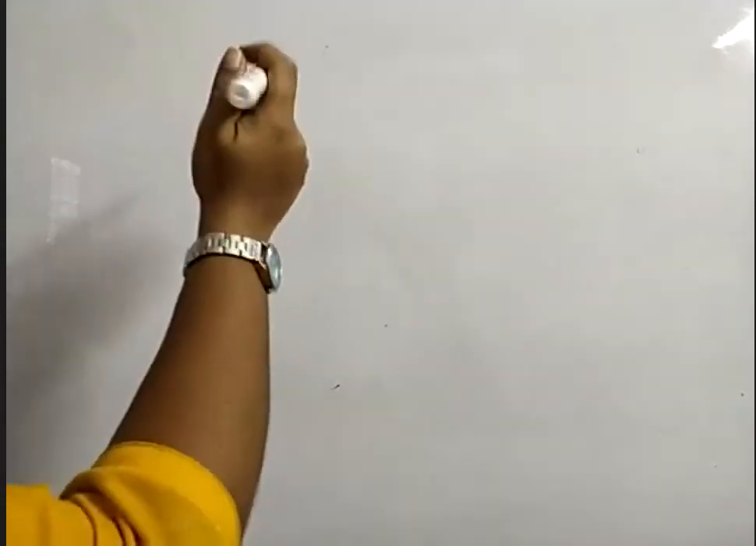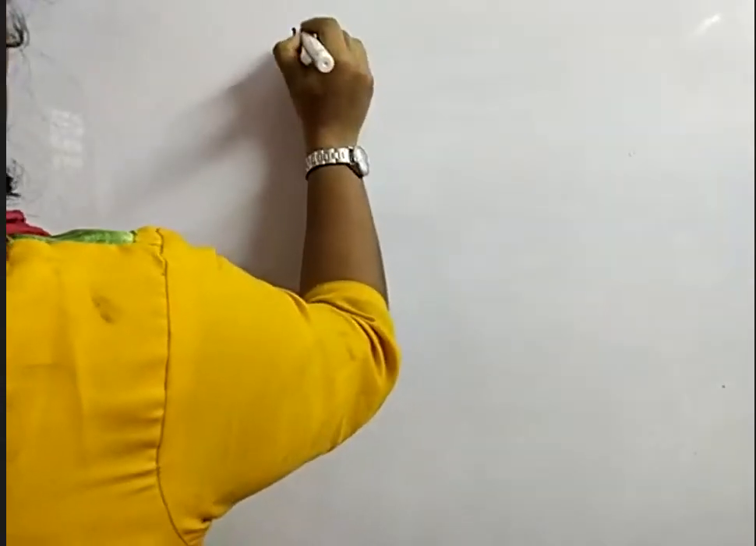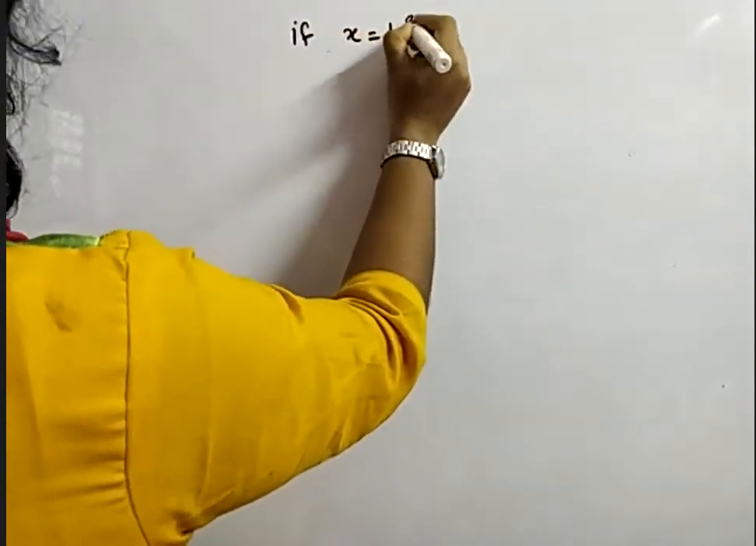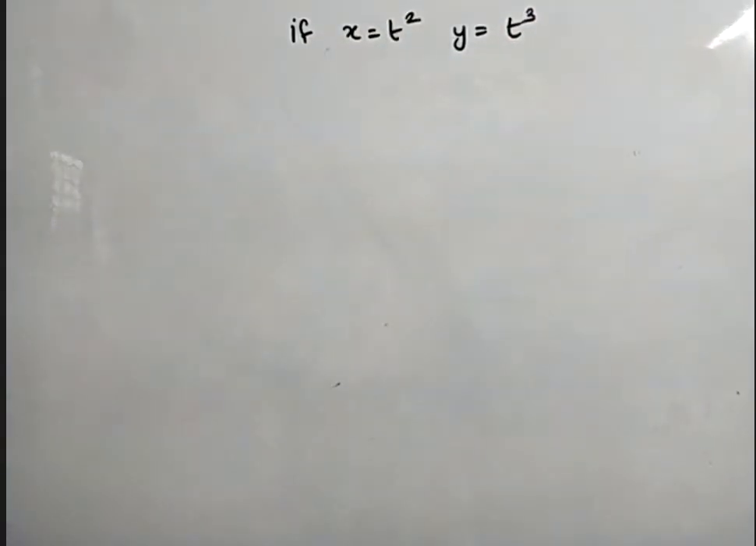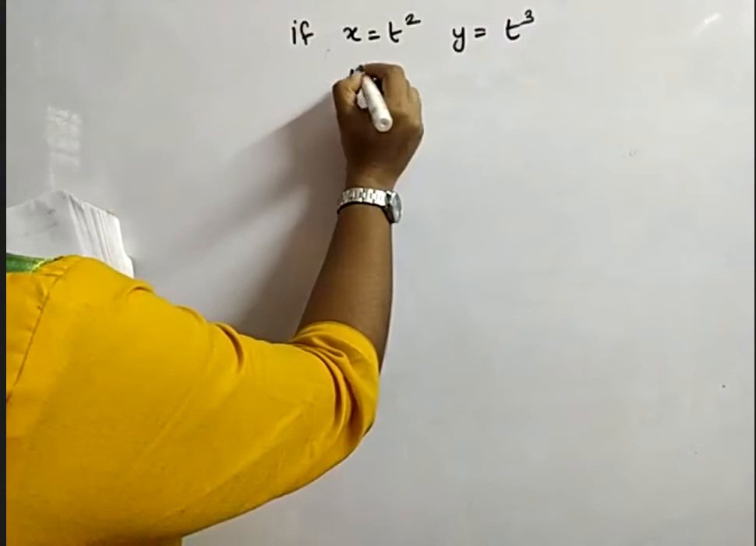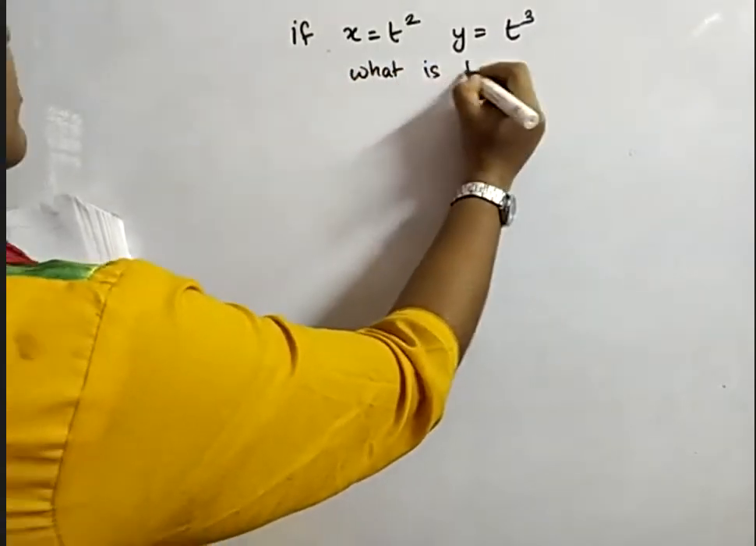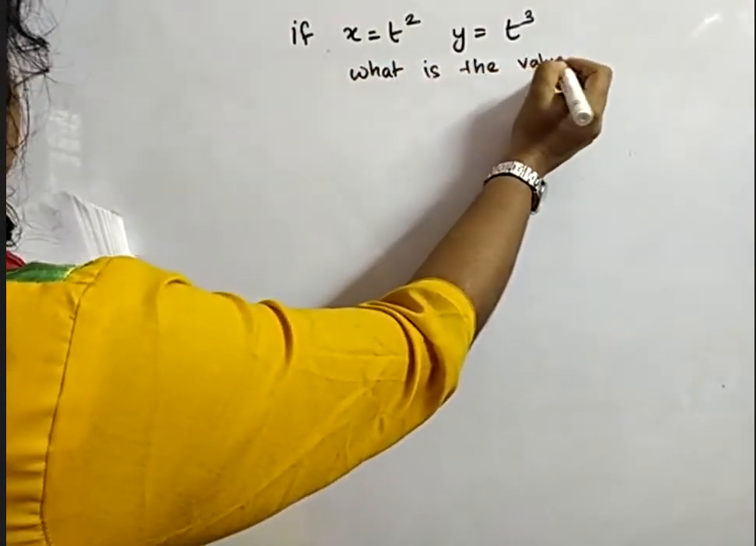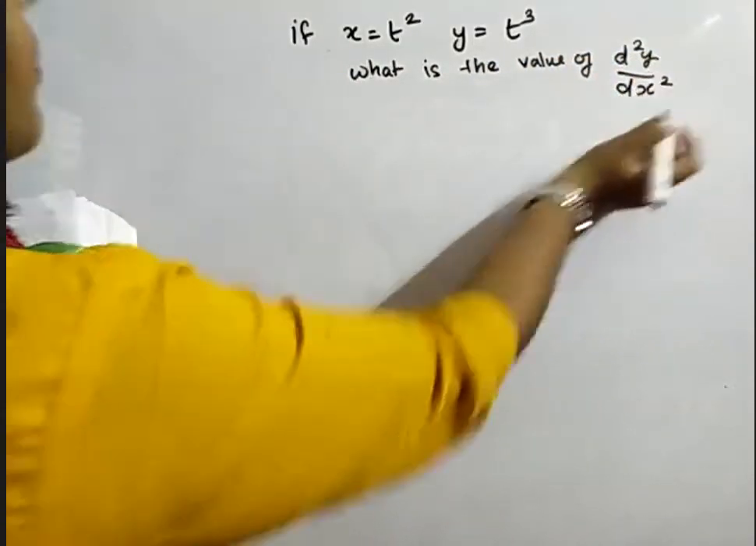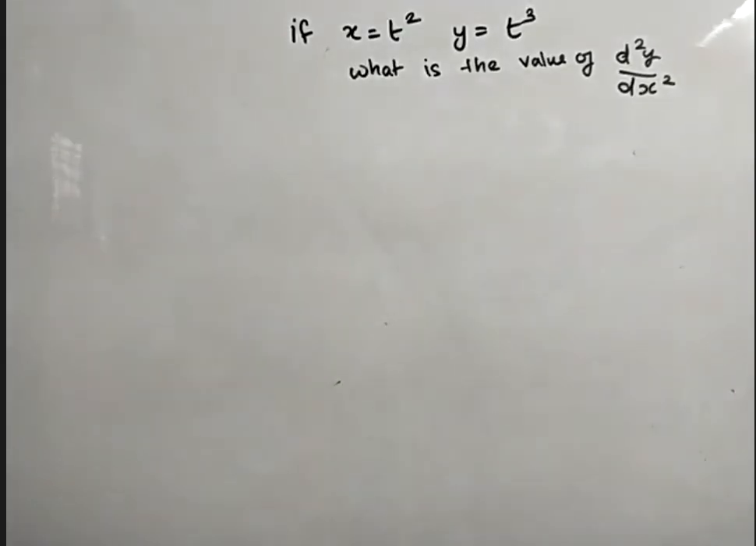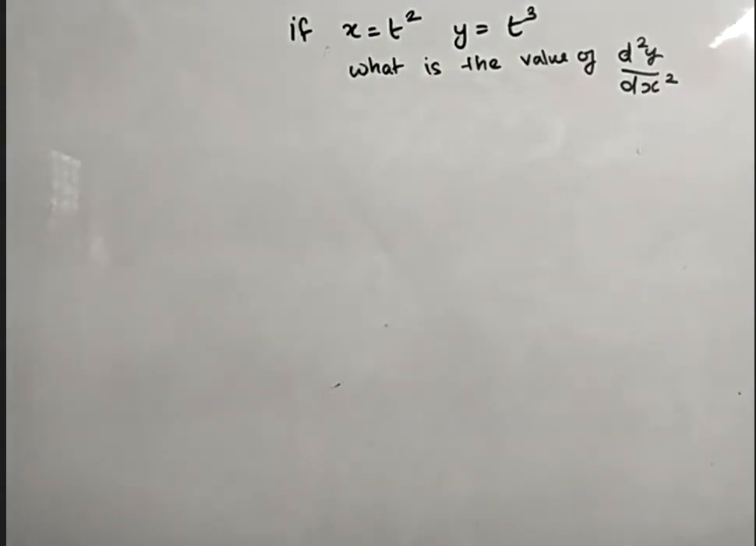So next question. If x is equal to t square and y is equal to t cube, what is the value of d square y by dx square?